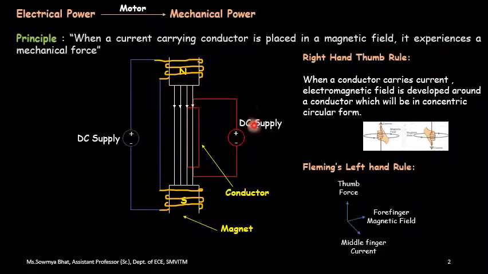So now you understood the concept of how to make a conductor carry a current, that is just by connecting it to the DC supply or a battery. It will become a current carrying conductor which is having a flux produced in it. And another thing we discussed is the magnetic field, how we are going to produce it.